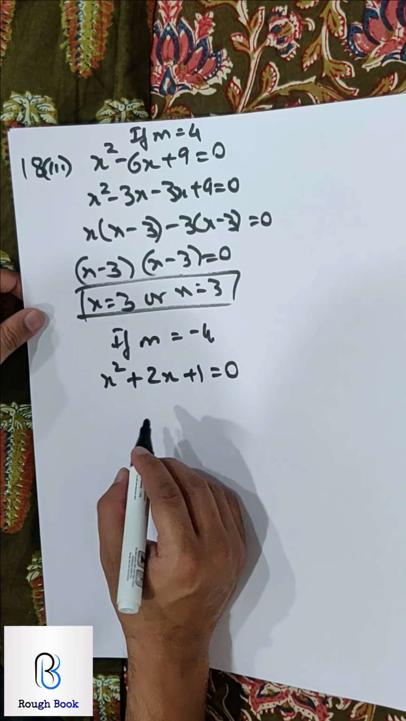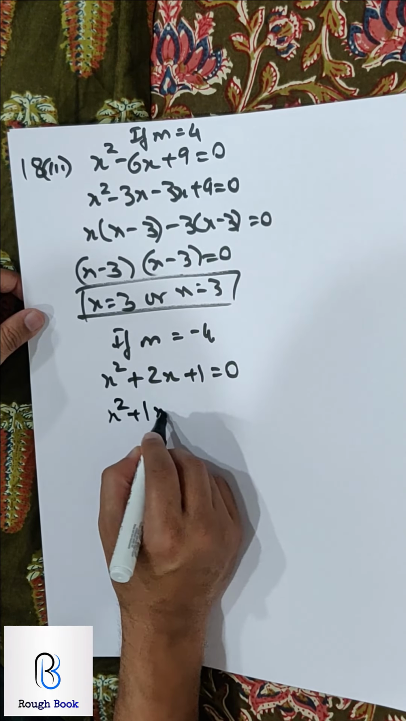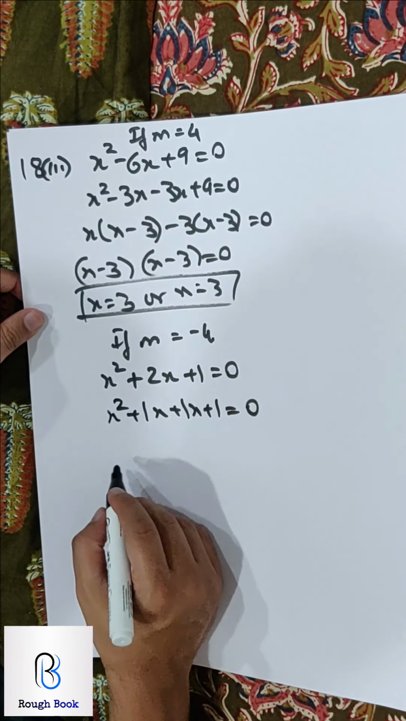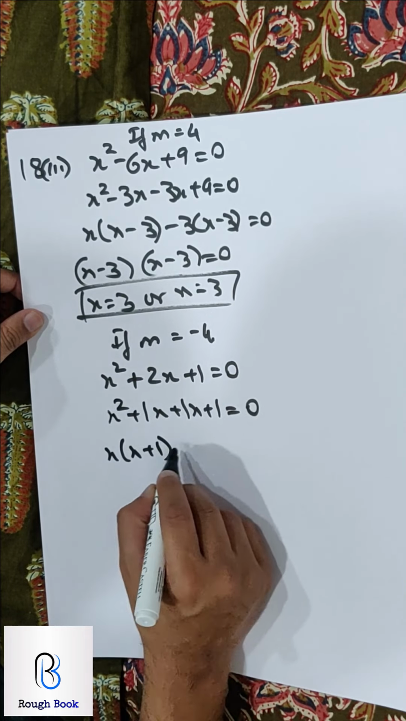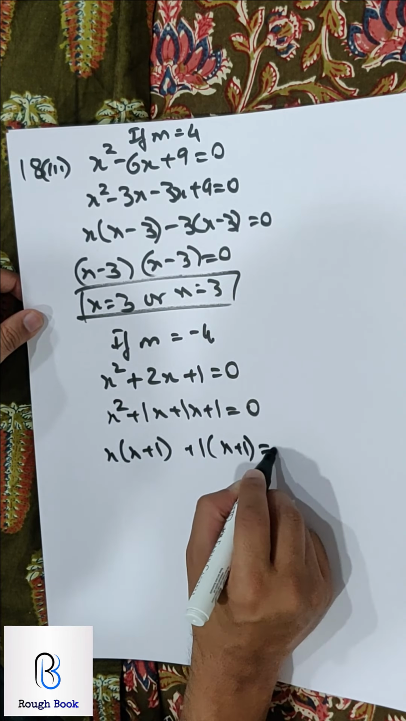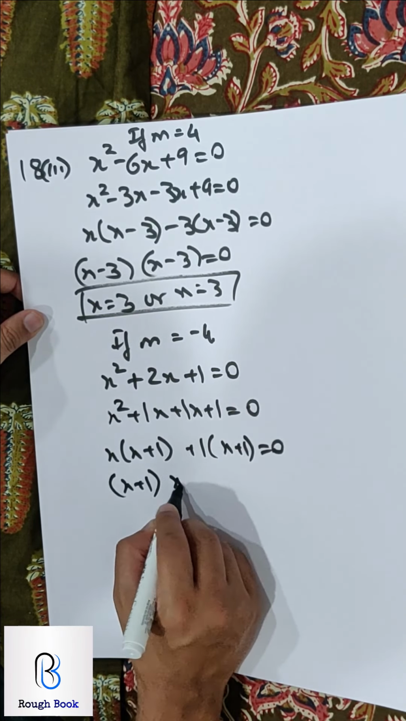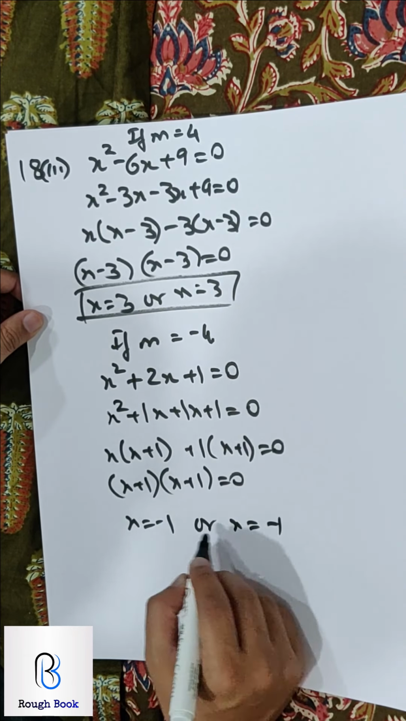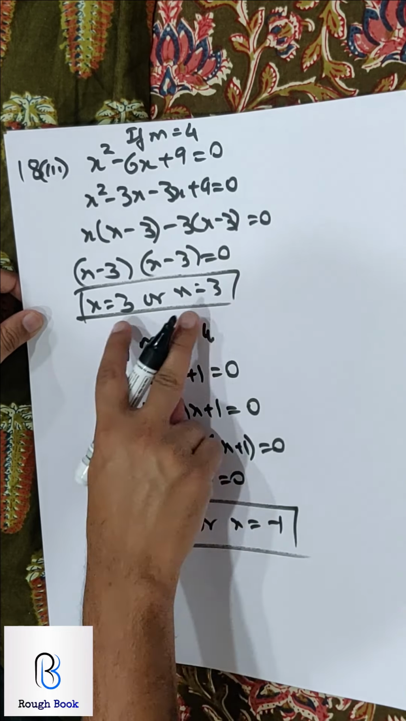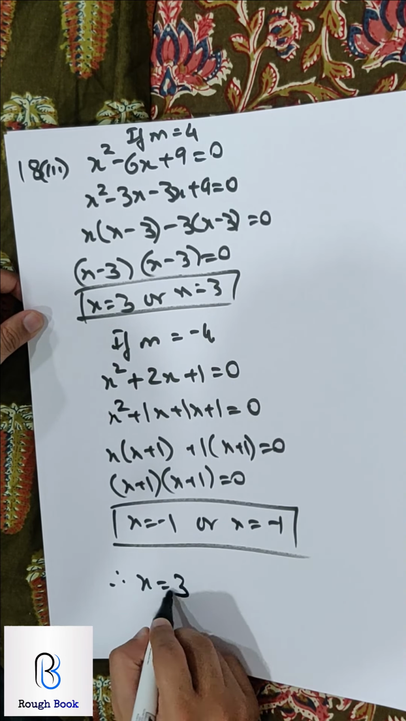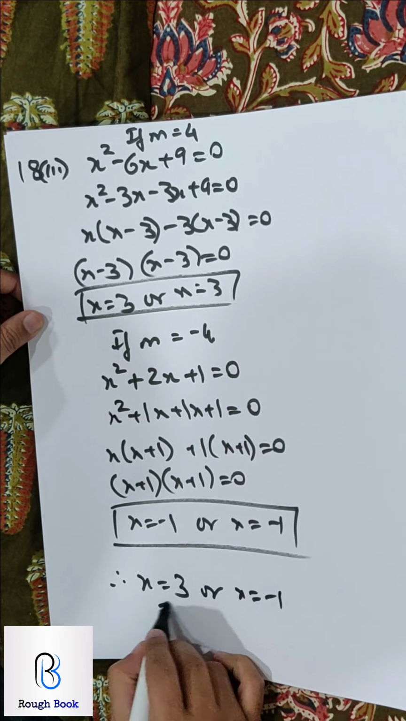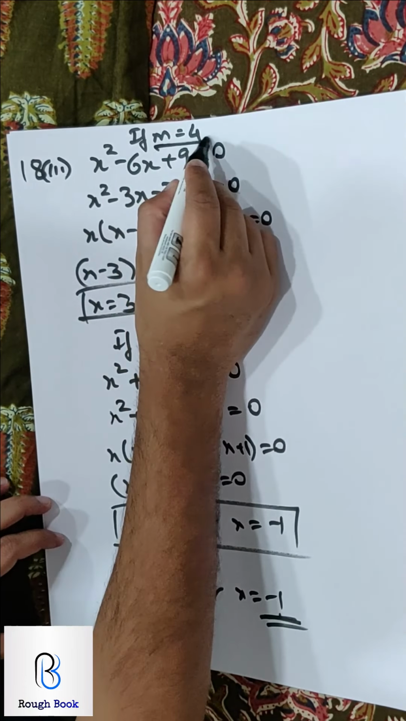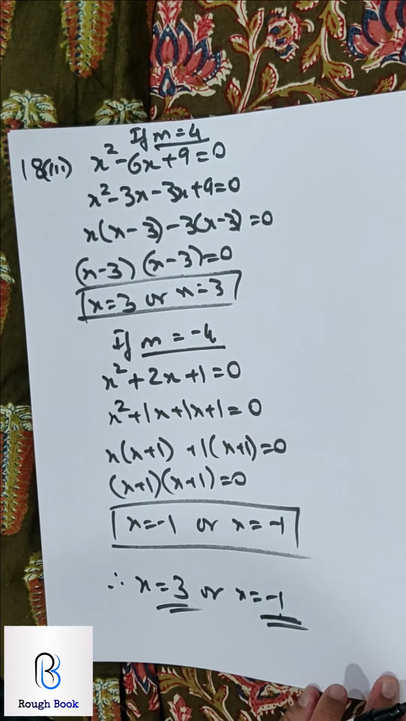So 1 ones are 1, x square plus 1x plus 1x plus 1. 1 plus 1, 2. X common x plus 1 plus 1 common x plus 1. So finally I get x plus 1, so answer becomes x plus 1, x plus 1. Since both the answers are repeated, so my final answer x is 3 or x is minus 1. So two options. This is when m is 4 and this is when m is minus 4.